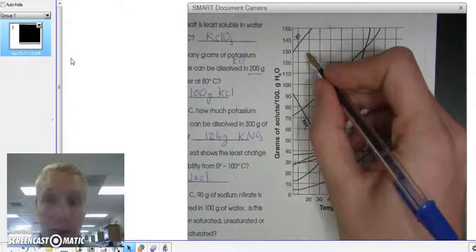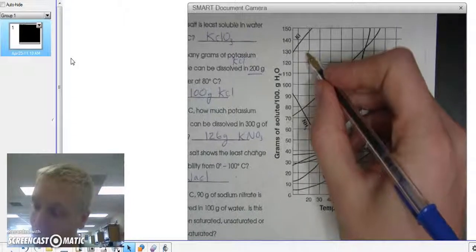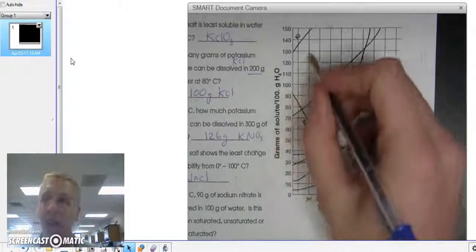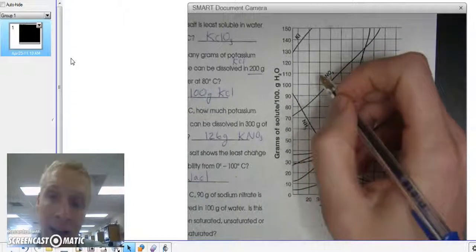And what they do in making rock candy is they take a little seed crystal, a little sugar, and get it started, and all of this extra solute would then crystallize out and form a nice little rock candy to eat.